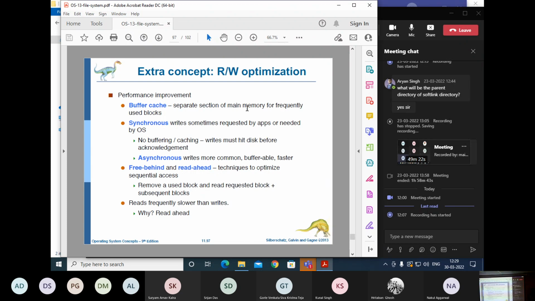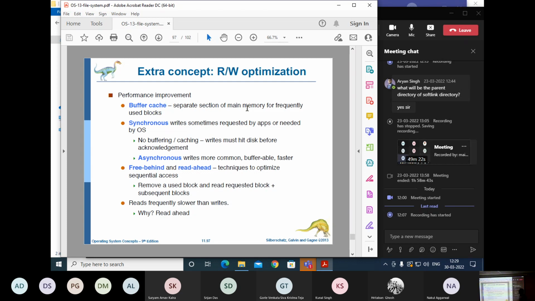Right, the first concept, read-write optimization. This read-write is slow, no question about it. How to make it fast? Cache into memory. But sometimes you cannot cache into memory if you don't read it. So how to make it faster?